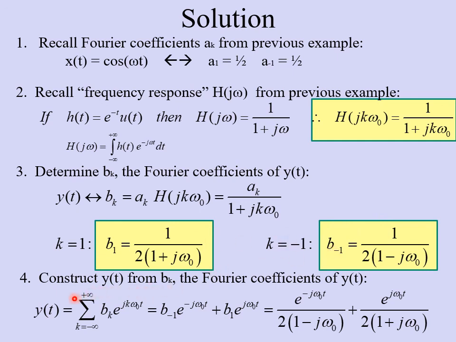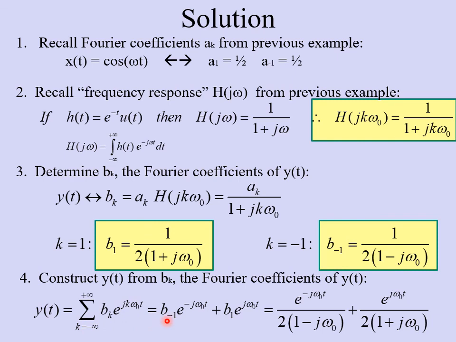So we can use the synthesis equation here. y of t, our output, remember, is an infinite sum of b sub k times e to the j k omega naught t, but we don't have to do an infinite sum. There's only two terms in the sum, when k is 1 and when k is minus 1. So here are those two terms written like this, taken right from this summation here.